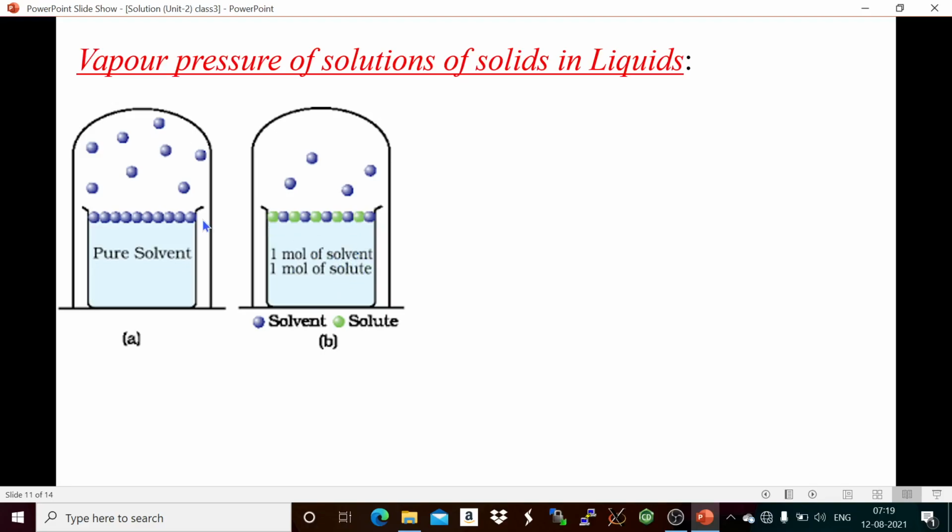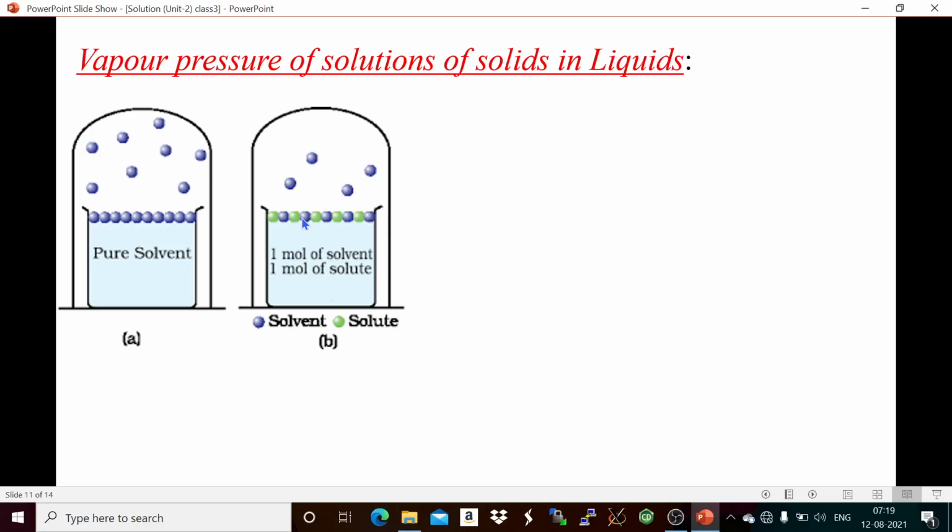Okay, that means when I consider the pure solvent, the surface is covered by the pure solvent only, so it can escape. Now when we dissolve a non-volatile solute in this solvent, the solute's escaping tendency is nil. As the surface is covered by both solute and solvent, the tendency of solvent molecules to escape from the surface, the escaping tendency, decreases.